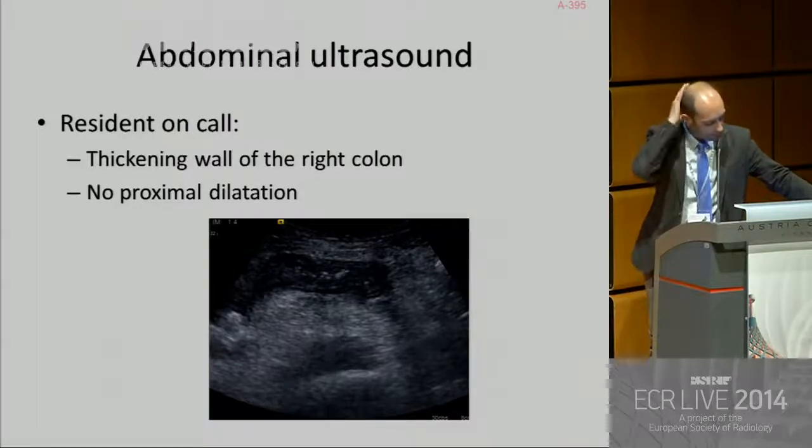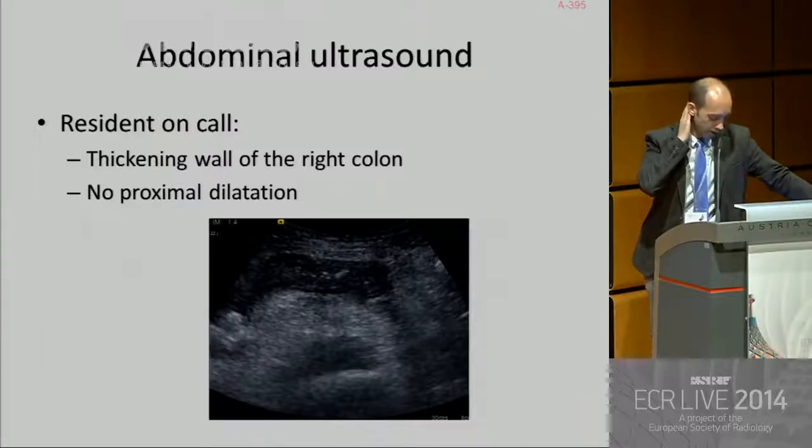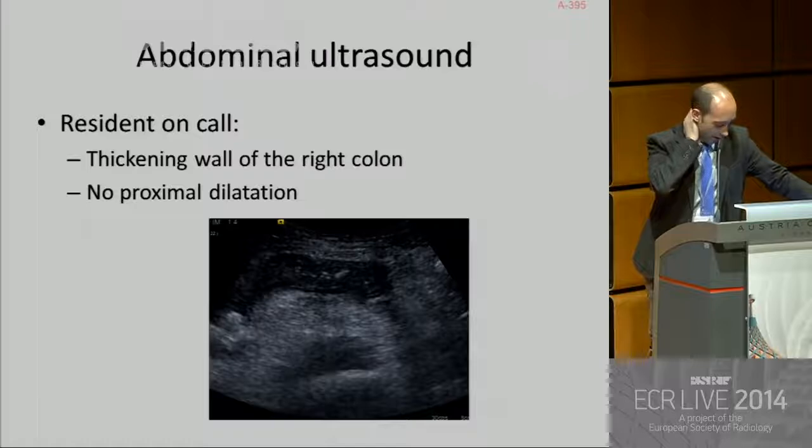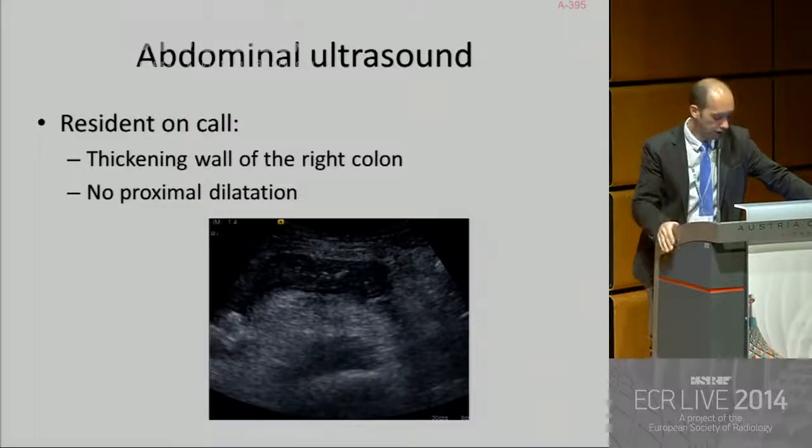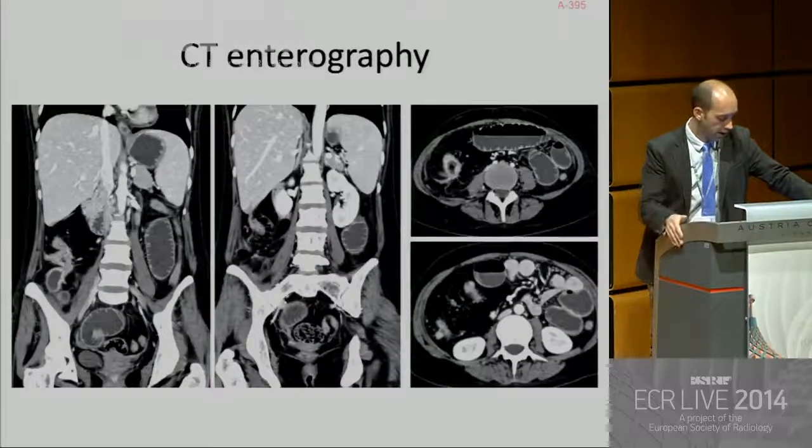The team that was on call that day, I think they were not very ultrasound friendly. The only image I can find in our PACS system is a longitudinal image of the right colon that shows a thickening of the colonic wall with theoretically no proximal dilatation, and then to complete the evaluation, we evaluated the patient by a CT scan.